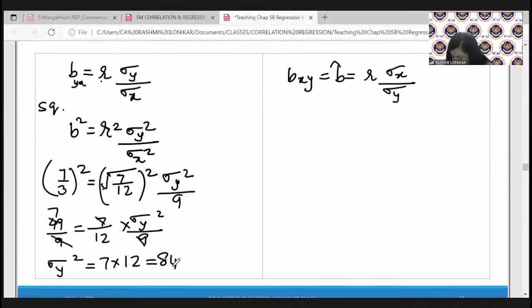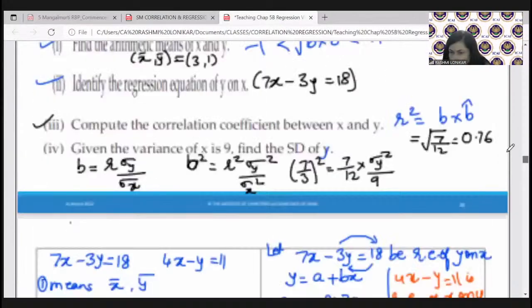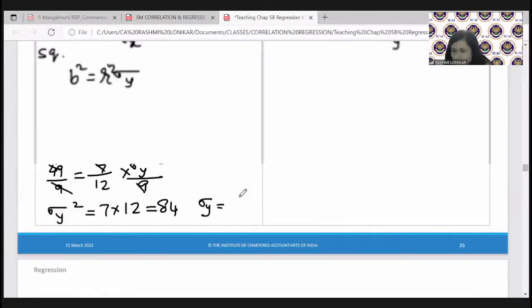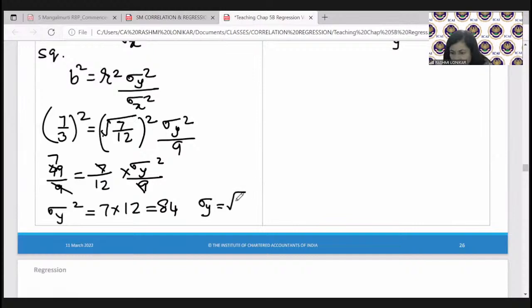And they are asking you to find out 84 square root. Yes. So sigma y. They are asking you to find the standard deviation. Given the variance, find the standard deviation of y. Okay, so be careful what they've asked you. They asked you to find out standard deviation. So what do I have? Sigma y is equal to square root of 84, which is equal to 9.17.